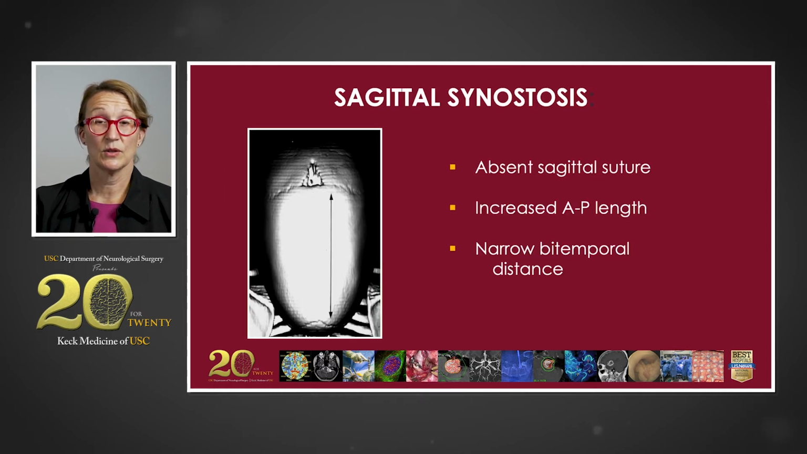In sagittal synostosis, you typically see an absent sagittal suture, an increased AP length of the skull, and a narrow bitemporal distance. This picture demonstrates a 3D reconstruction of a CT scan of a child, which demonstrates sagittal synostosis and complete fusion of the sagittal suture.